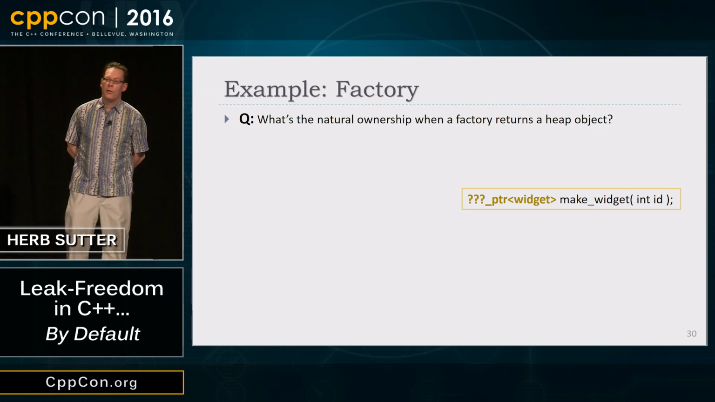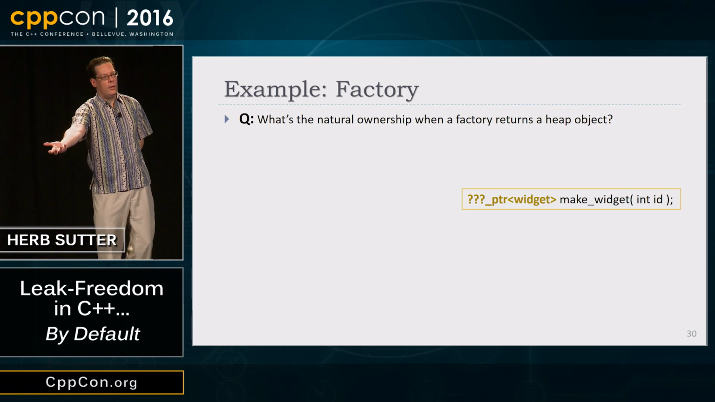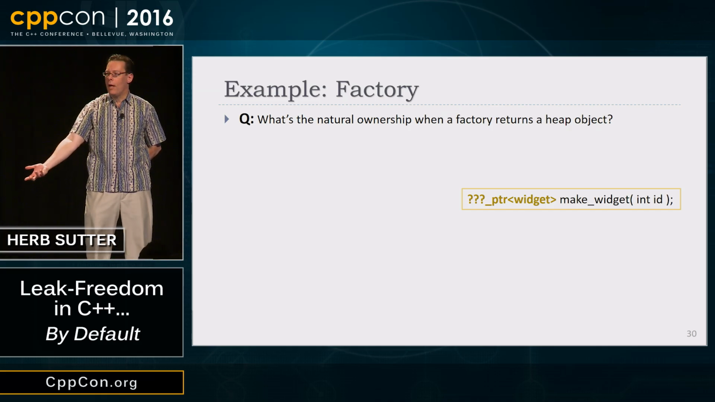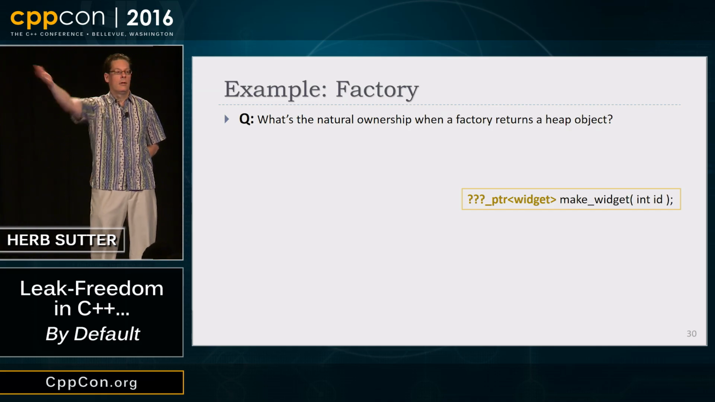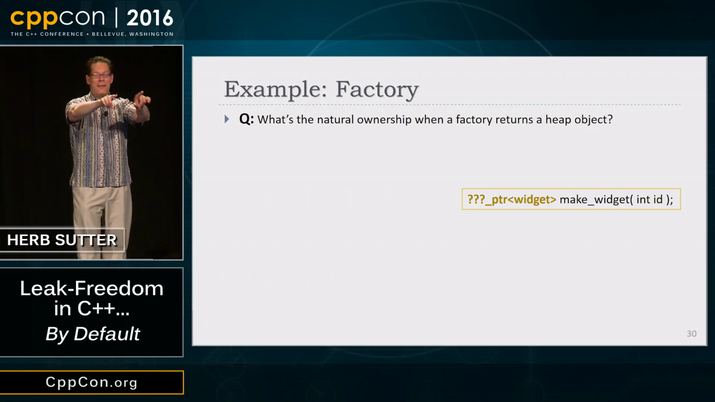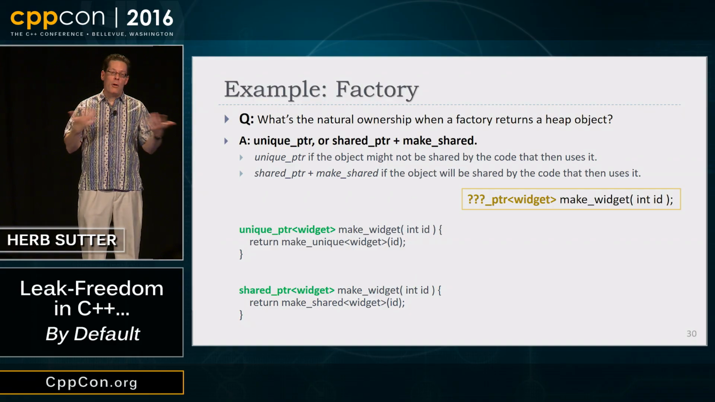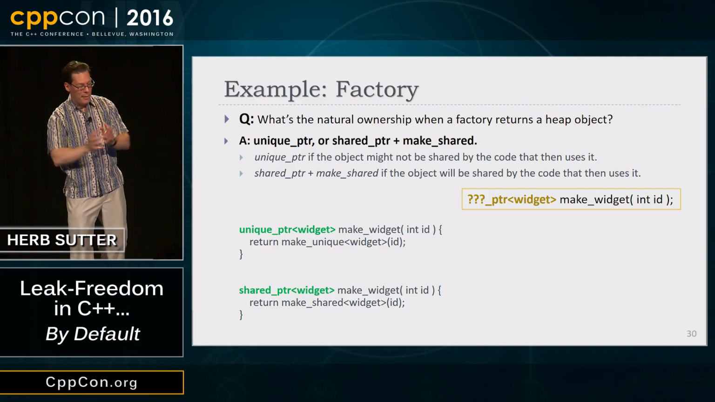Now let's talk about return values for just one moment. If I have a factory that makes an object somehow and hands it out, what should I return? Both unique pointer and shared pointer. Yeah, well, not both really. You don't want to return a pair, but one of them, right?